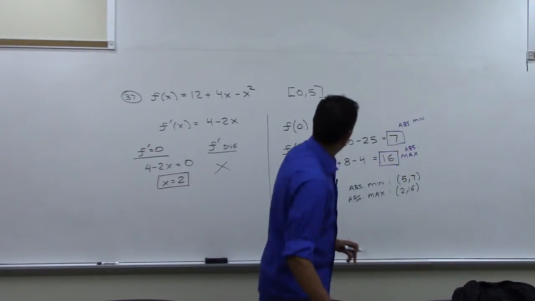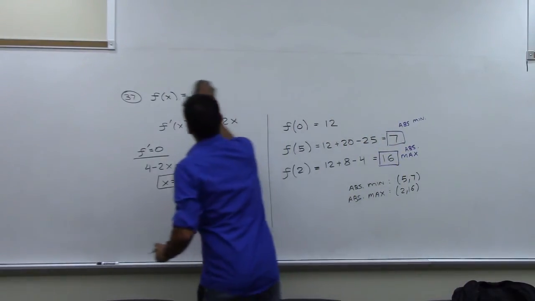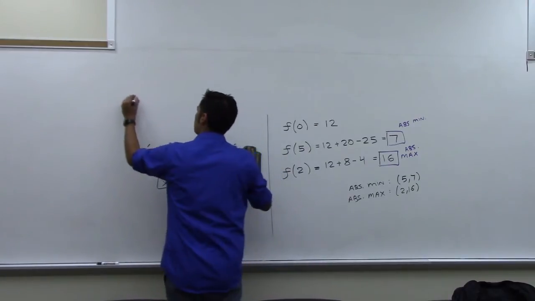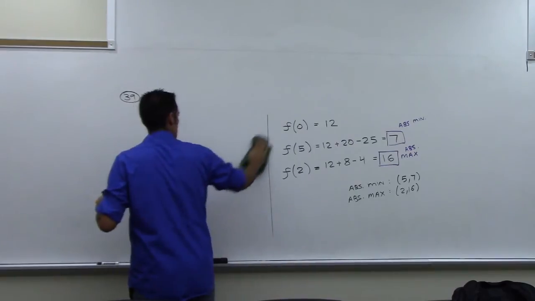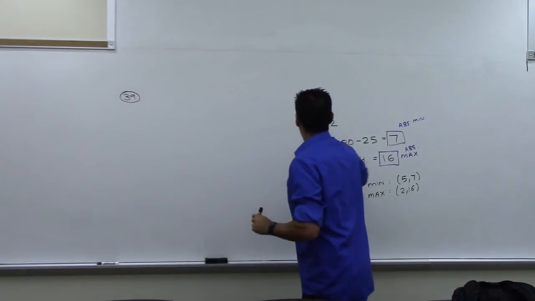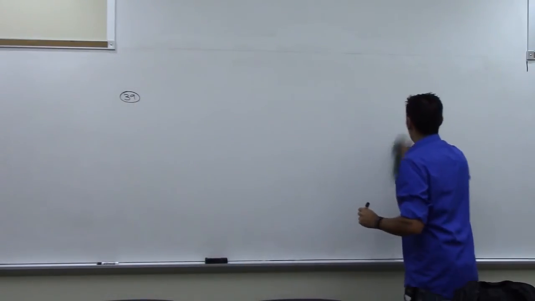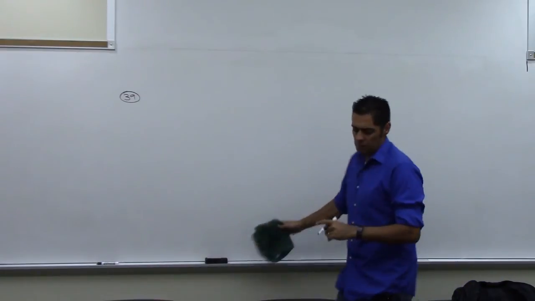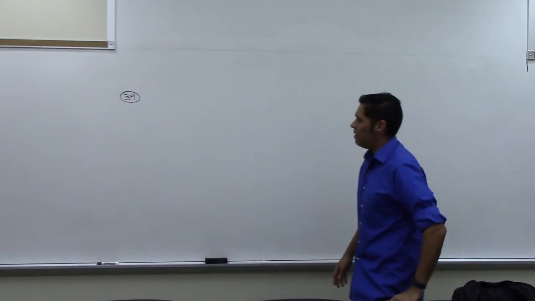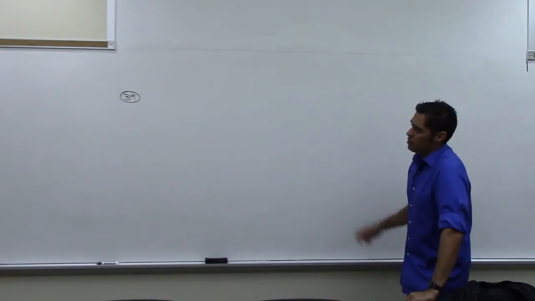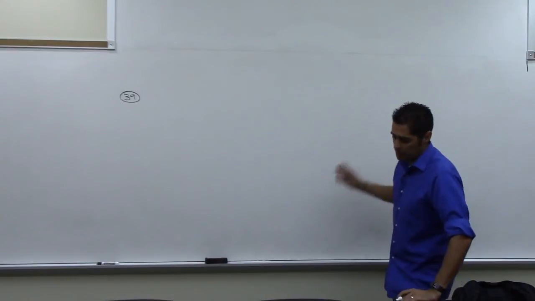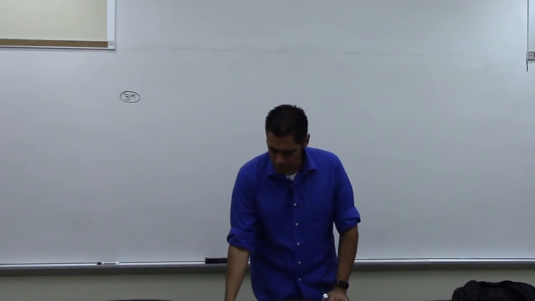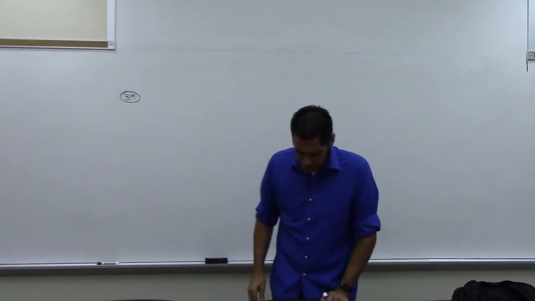Okay, let's move on. Number 39. So the technique here, to use a closed interval method, you have to have a continuous function on a closed interval. Once you have that, you take the derivative, you'll get your critical numbers, then you just plug in the critical numbers and the endpoints into the original function, compare the answers, and you're done. It's great. Great little method.